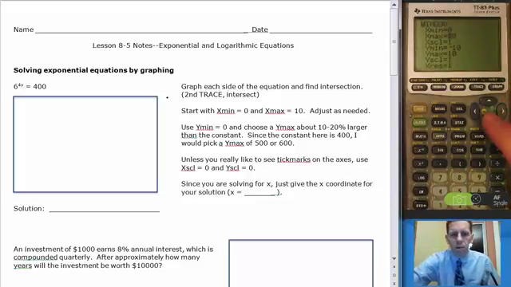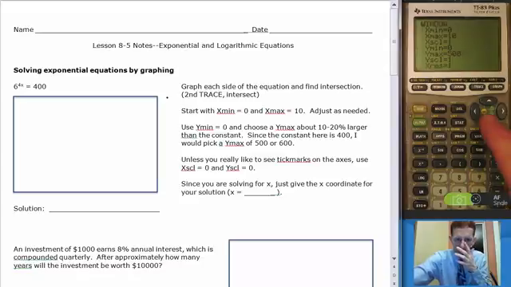For my y values, I'm going to start with y min equals 0. I'm going to choose a y max about 10 to 20% larger than the constant, which is the right side of the equation, the 400 number. Since the constant here is 400, I'm going to go up a little bit bigger. You can pick 500 or 600. It doesn't really matter about x and y scales in this problem. Typically, I'll just leave them at 0. This will get rid of any tick marks that I have in my graph.